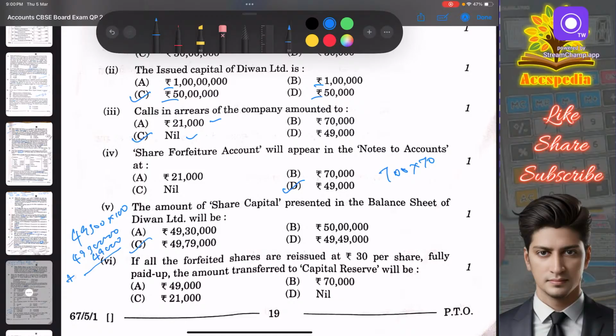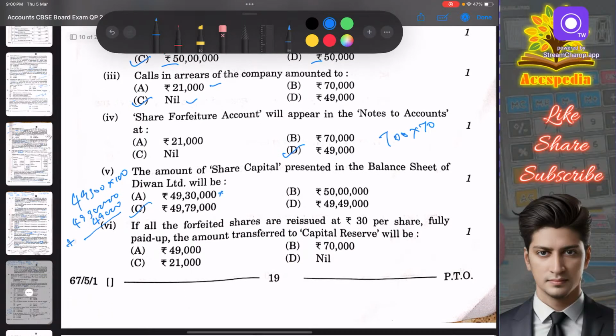This 49 lakh 30,000 is only the share capital account balance. They did not ask what is the balance in share capital; they are asking what is the amount of share capital presented in the balance sheet. We will present it by adding share forfeiture. If there is arrear, we will deduct arrear. Now there is no arrear since it is forfeited, the arrear is nil. If all the forfeited shares are reissued, now they are putting a case. Here in question 3 there is no if, so the answer is C, nil.